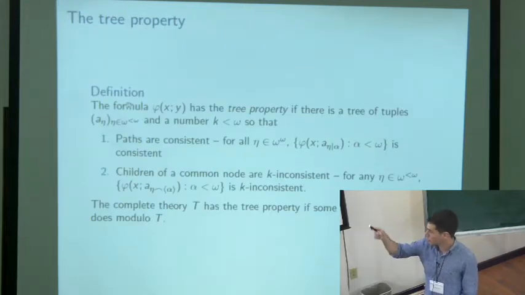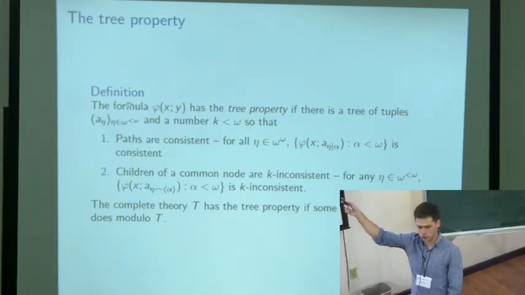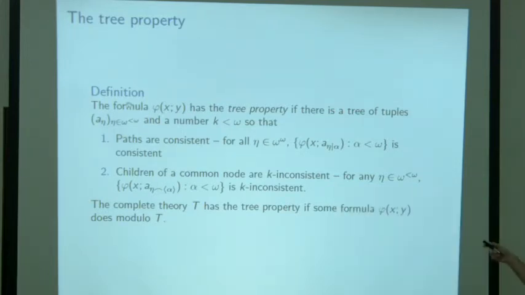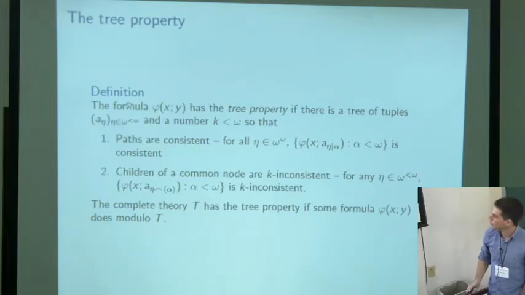So to start with, let's talk about what the tree property is. So we have a formula phi(x,y) where x and y can be tuples. And we say phi has the tree property if there's some tree of tuples, by which I mean just a collection of tuples in some model, indexed by a tree, and a number k, such that paths are consistent. So if I choose any path in omega to the omega, and I instantiate my formula along tuples indexed by that path, then I get a consistent type. And if I fix a node, so eta here, and I look at all of its children, all of the descendants of that common node, then I get a k-inconsistent family of formulas.